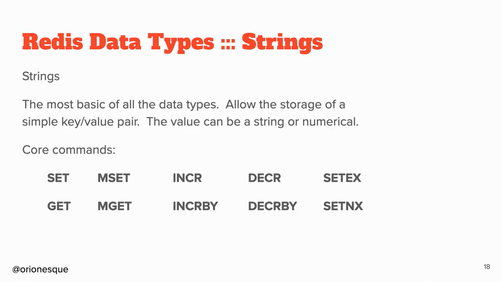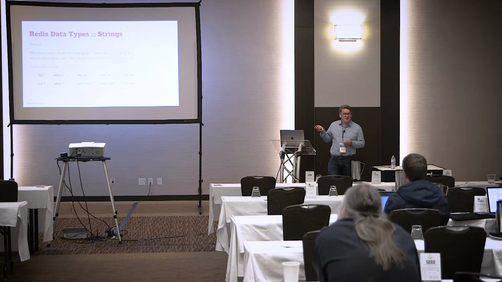So let's start with the easy one, strings. It's just a string. It's just like a regular variable in PHP. It can be text, it can be a number. If it's a number, you can do operations on it, like basically increasing it, decreasing it. Super simple stuff for counters. Those numbers can also be floats and decimals. You don't need to declare it, it just figures it out.